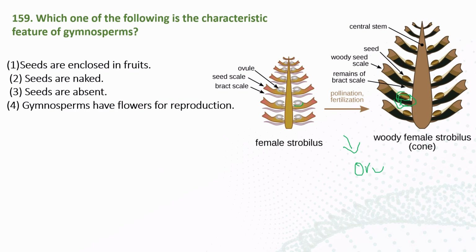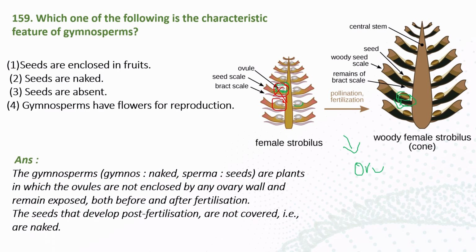Here you can see that this is the ovule. When it is not developed into a seed, it is an ovule and it is open. It is not covered by any ovary sac. It is open in nature. So these are the main characteristics of the gymnosperm.